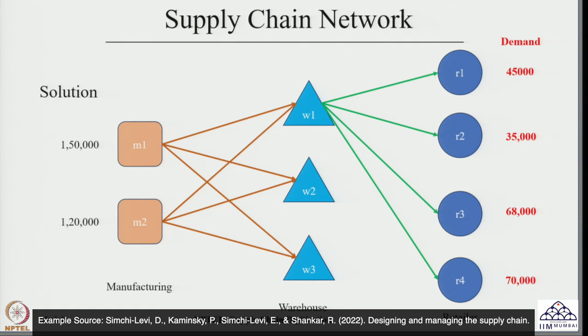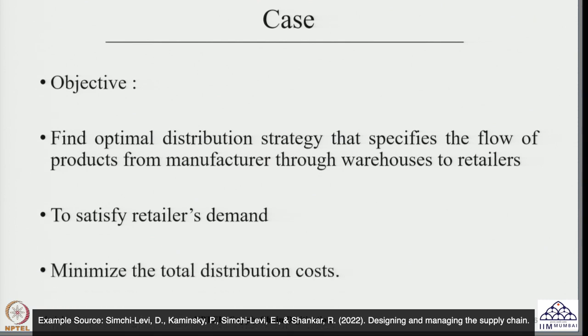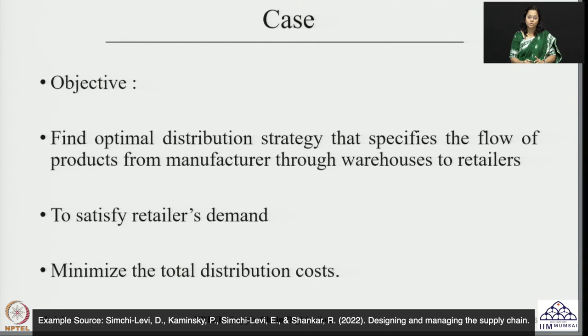Now going forward, we have used two different types of heuristics in our previous sessions, and we have seen the cost that we obtained following the two approaches. We will now try to solve this problem using an optimization method and compare the solution of optimization with the previous solution. Our objective, if you remember, is finding the best distribution strategy, which helps us decide the quantity of flow from the manufacturers through warehouses to the retailers, ensuring that the retailers' demand is fulfilled and the total distribution cost is minimized.